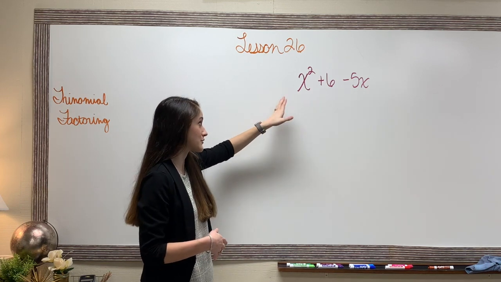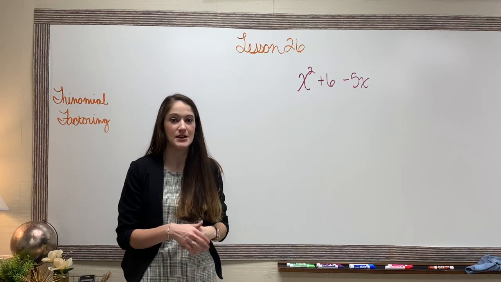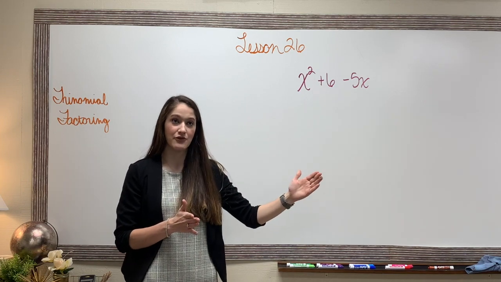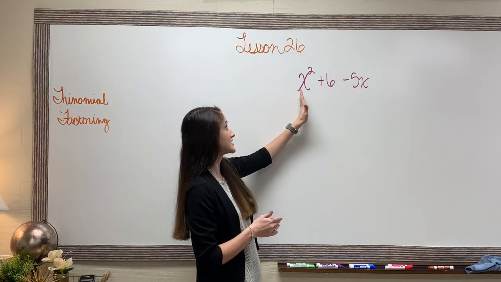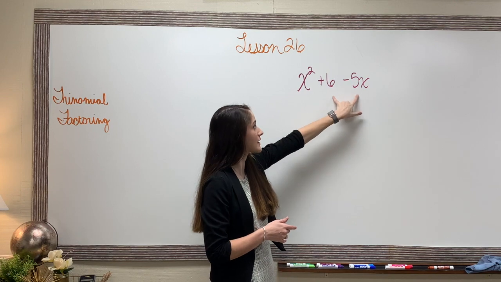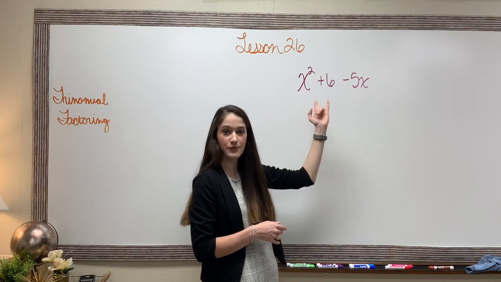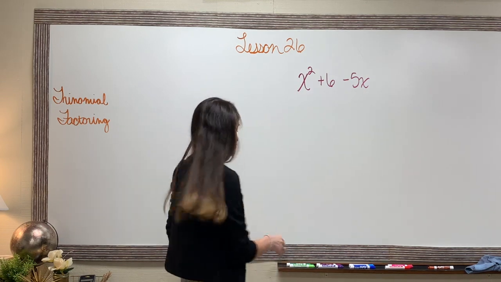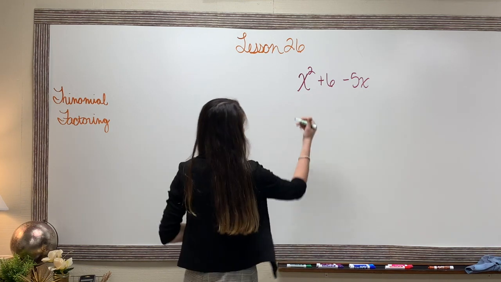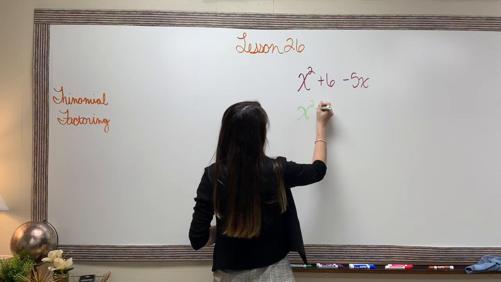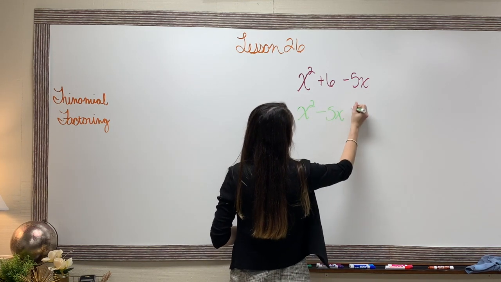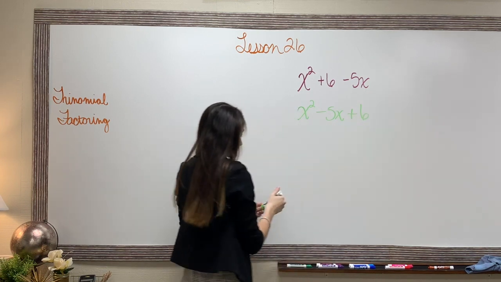Very important thing to remember when you're factoring trinomials is you always have to have your problem set up in descending order of the exponents. So right now, these two are in the wrong spots. We need to flip those two, and then we can start getting to work. So the way this is going to look is x squared minus 5x plus 6.